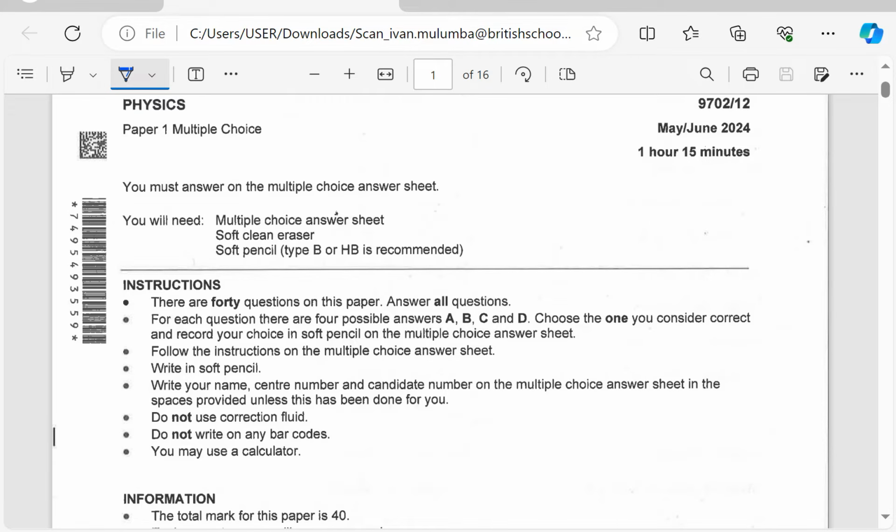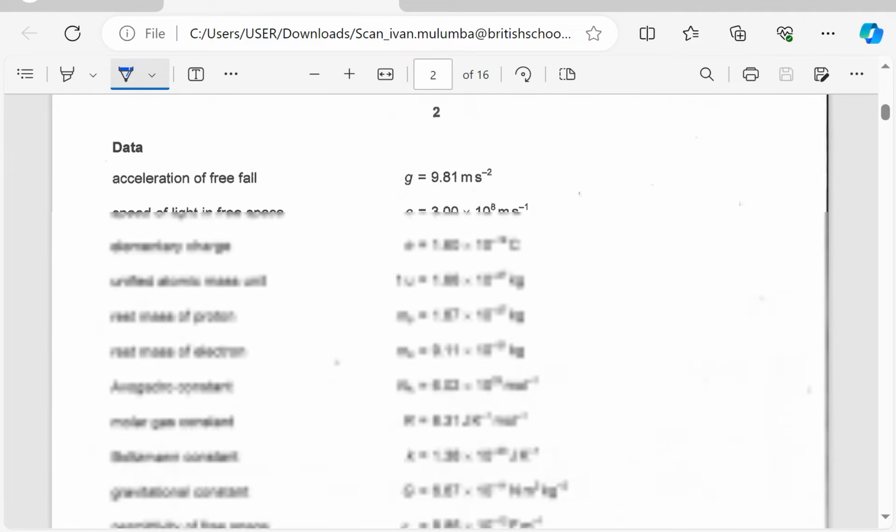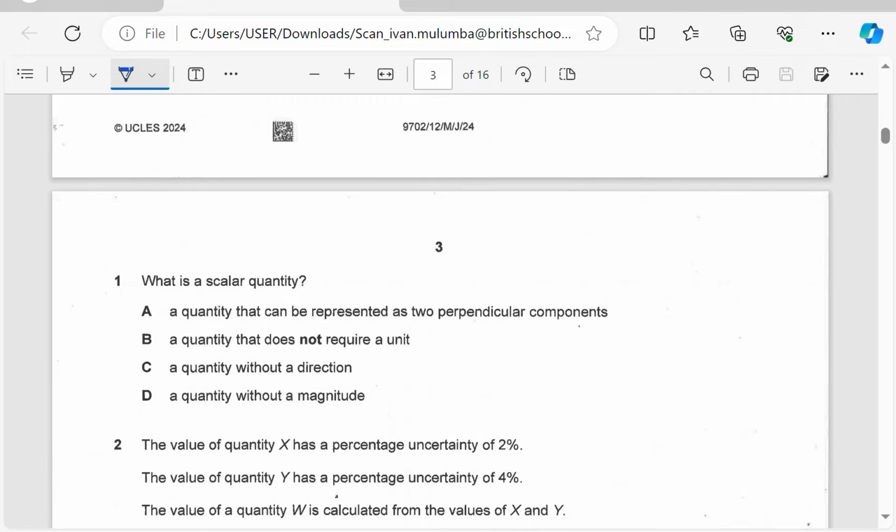So let's go to the questions. I normally don't want to go through the data. I will not go through the formula. I'll just go straight to question number 1. What is a scalar quantity? So a scalar quantity has only magnitude. A vector quantity has both magnitude and direction. A scalar quantity has only magnitude. It does not have direction.